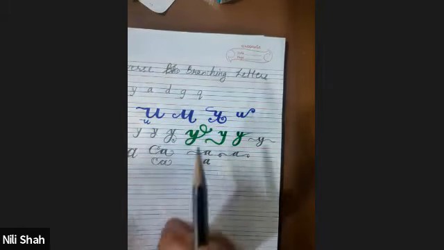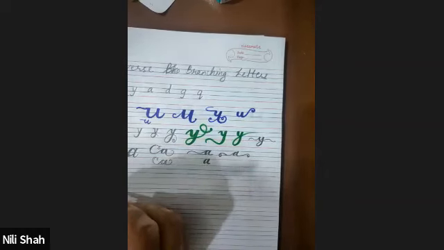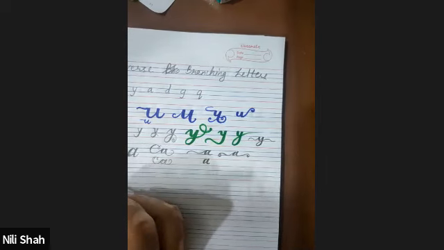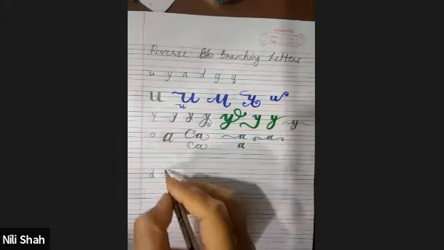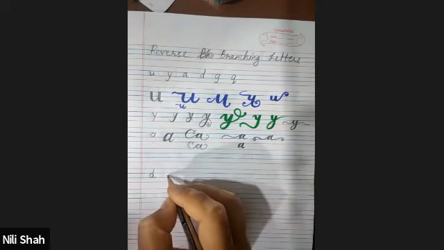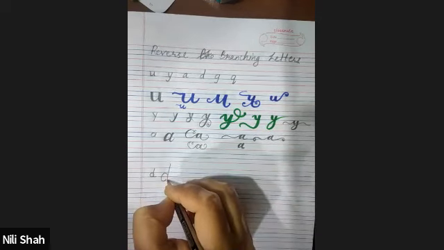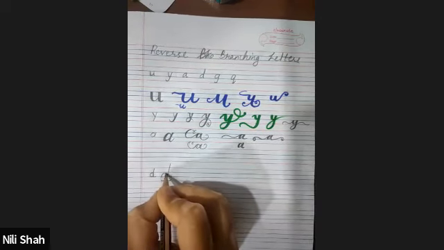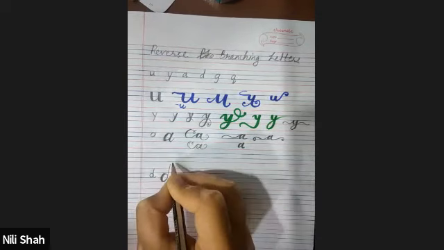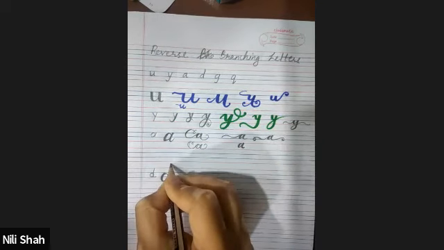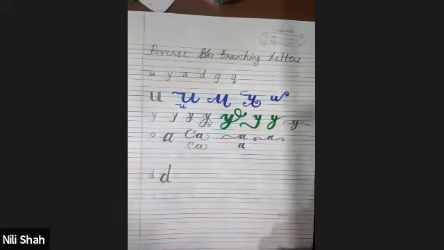Now we'll move ahead with B. I'm leaving a line here because I'll not be able to flourish it nicely. First, the basic B is like this. Now I'm making it in two lines. Like this. Now I'm adding thickness to the downward strokes. Like this.